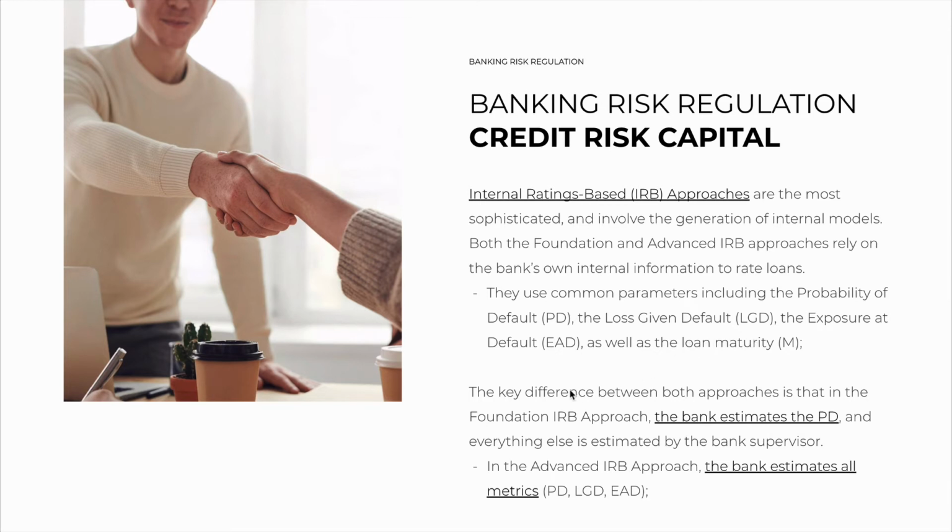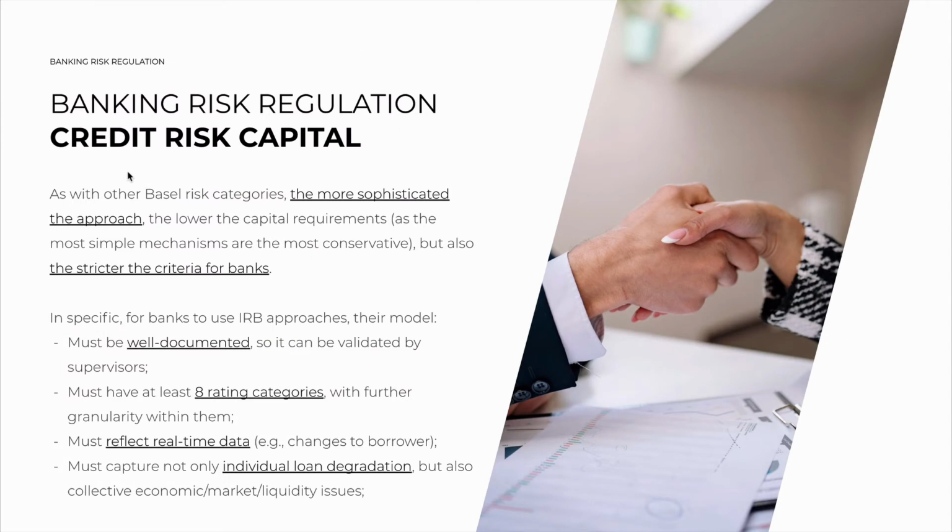As mentioned, the key difference between both approaches is that in the foundation internal ratings-based approach, the bank only estimates the probability of default, and everything else is estimated by the bank supervisor. In the advanced IRB approach, however, for the most sophisticated banks, the bank has to estimate all these three metrics, the PD, the LGD, and the EAD. As with other Basel risk categories, the more sophisticated the approach, the lower the capital requirements, because the most simple mechanisms are also the most conservative.